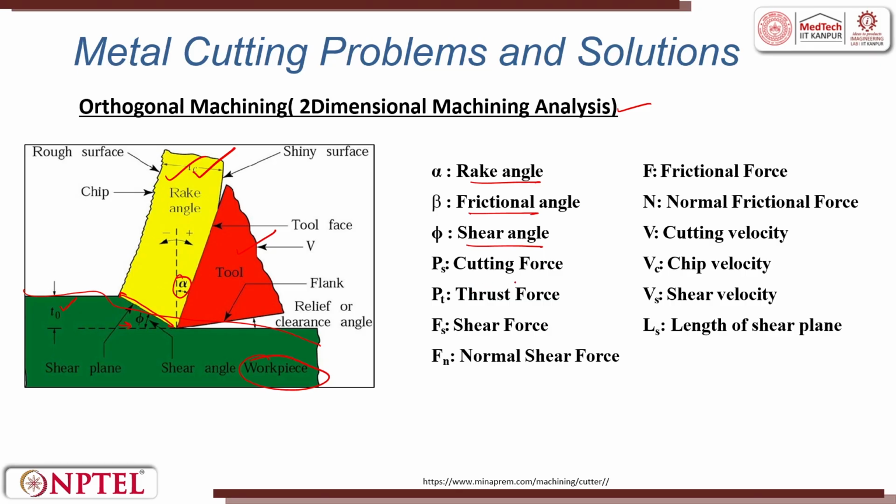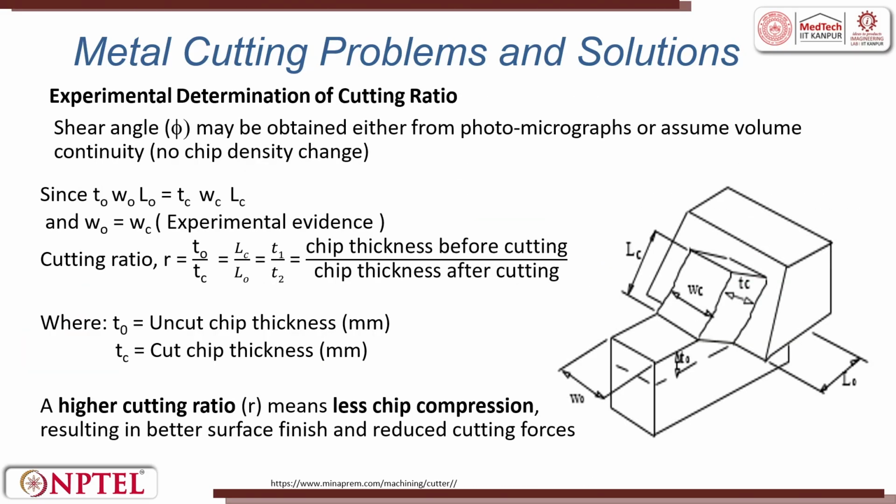Then there are cutting forces such as PS, the cutting force, or we also call it the tangential force. Then PT is thrust force, we have shear force, normal shear force, frictional force F, normal frictional force, cutting velocity, chip velocity, shear velocity, and length of shear plane. This is along the shear plane, what is the length? This all is discussed already in the previous lectures. You have seen the NRS, ORS, ASA, different kinds of cutting morphologies, and NRS is explained more there. Let me now come to the relations that we will use to solve the problem statements.